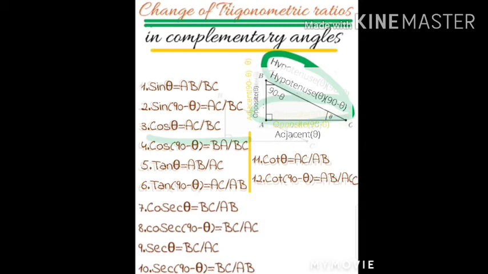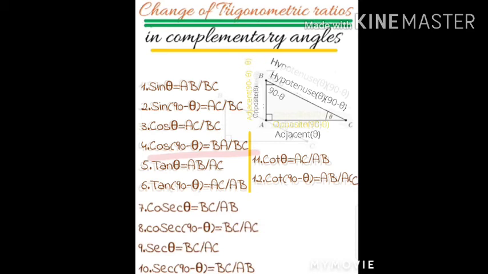Friends, now we are going to calculate the cos trigonometric ratio with respect to 90 minus theta. So we know that adjacent side of 90 minus theta is AB and hypotenuse is BC. So we can say that cos 90 minus theta will be AB by BC.